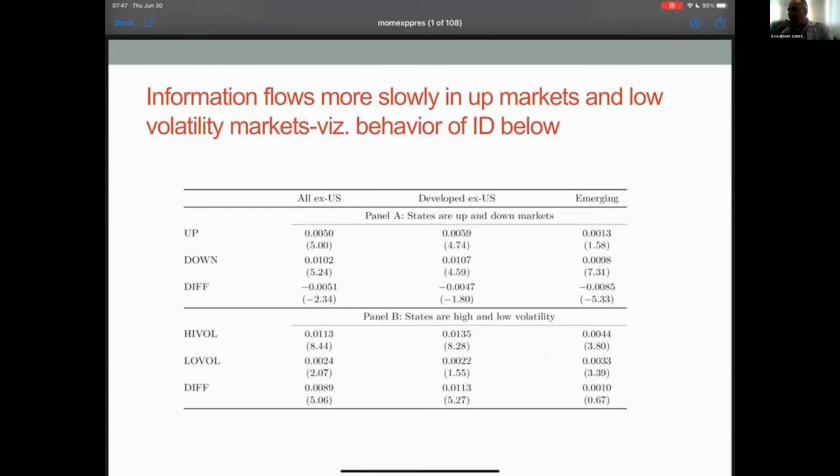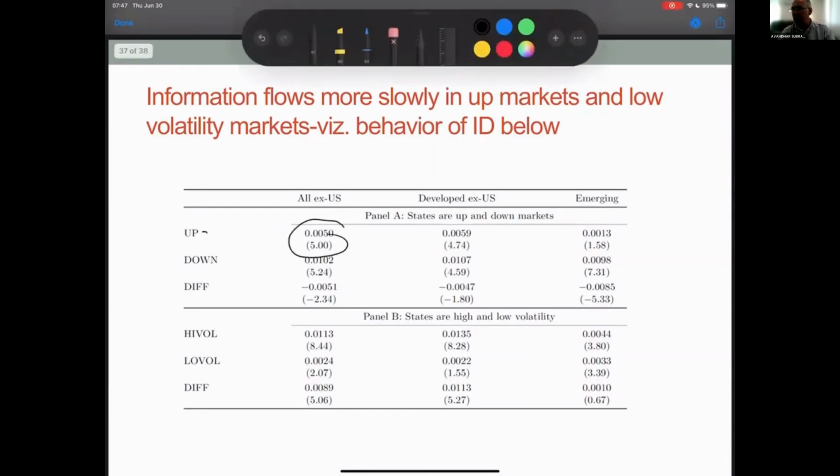So the question that arises is whether ID exhibits different behavior in up and down markets, because if we see more momentum in up markets, does that mean ID is actually lower in such markets? And we do find that that's the case. For example, if you look at the average ID in up markets and the average ID in down markets, ID is in fact lower in up markets, which is consistent with the notion that we see more momentum in up markets.